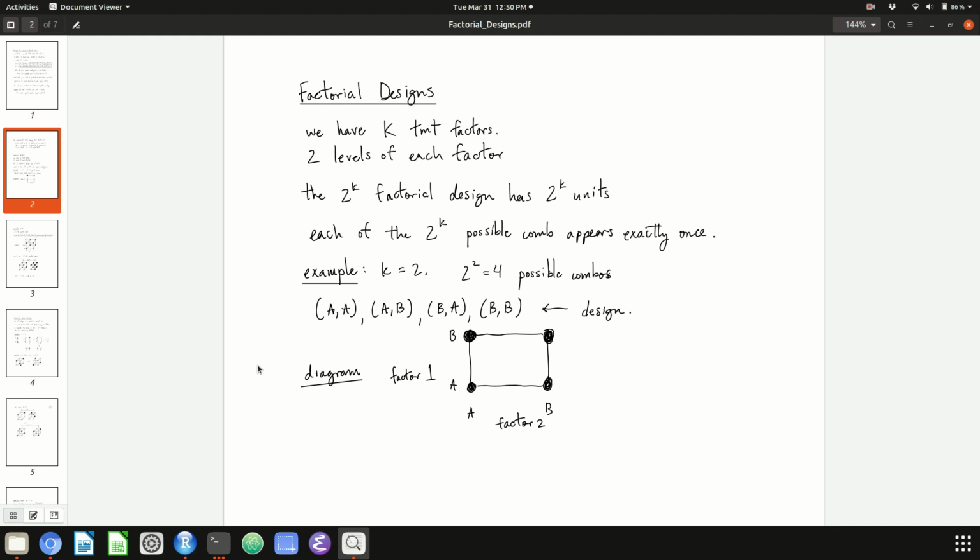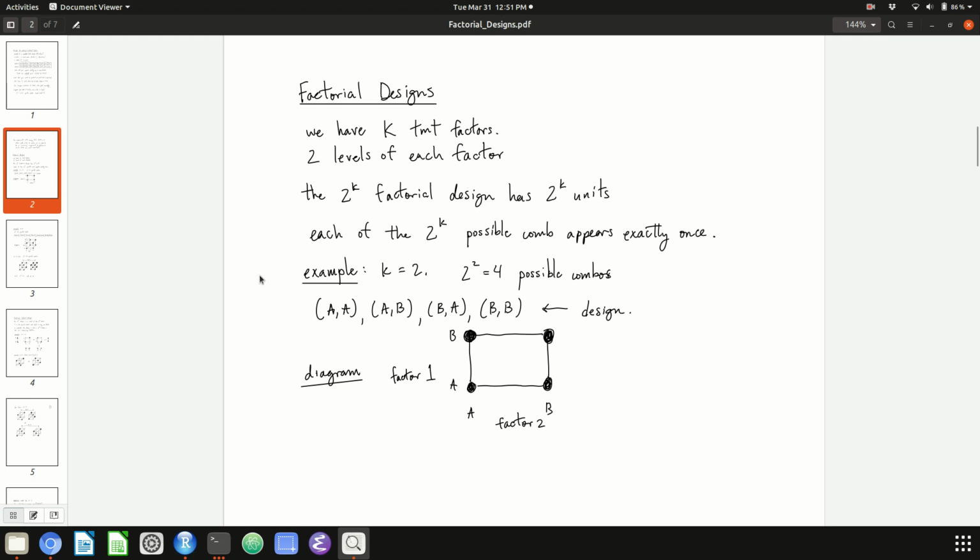To do the 2 to the k factorial design, which is also called the 2 to the k full factorial design, you need 2 to the k units. So if you had 4 different variables, k equals 4, you would need 2 to the 4 equals 16 units. And the design is very simple. You just do one experimental run at each of the possible 2 to the k combinations.